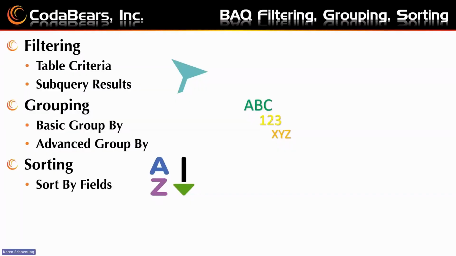Once you learn the basics of creating BAQs, the tables to use and other basic related items, you can move on to tailoring your queries more to your company's needs. Today I'll show you some of the basics about filtering, grouping, and sorting your queries. We'll cover filtering using table criteria and subquery results, grouping using the basic group by and advanced group by, and sorting using the sort by fields.